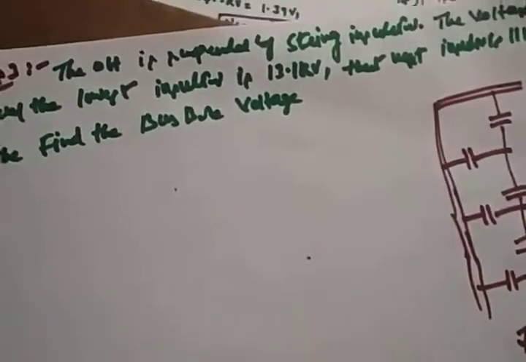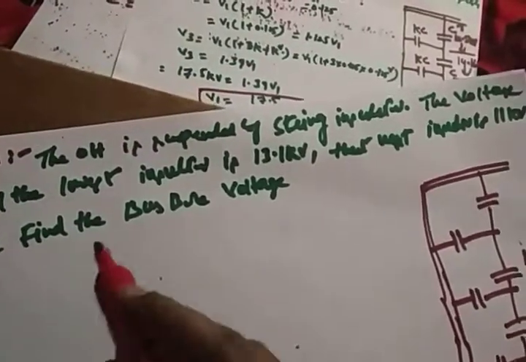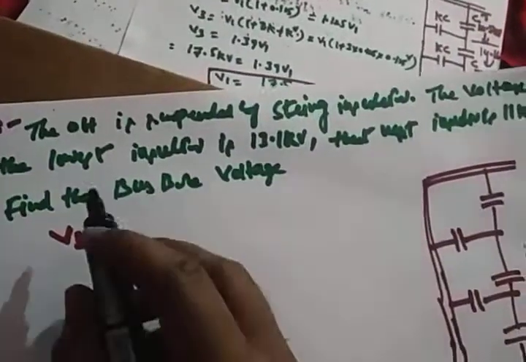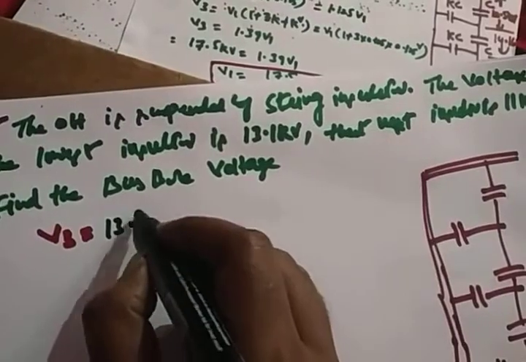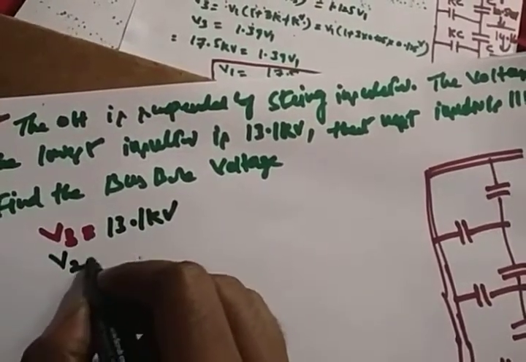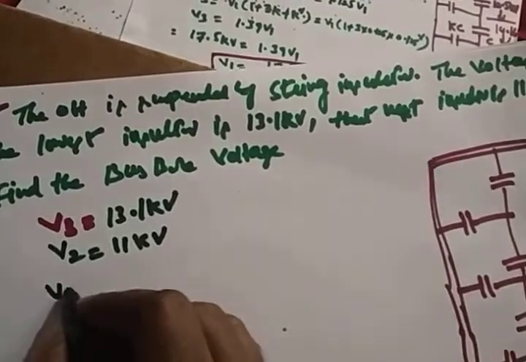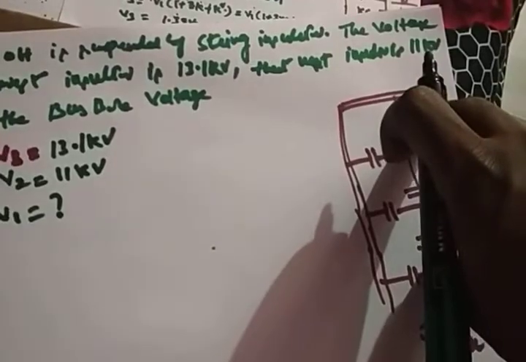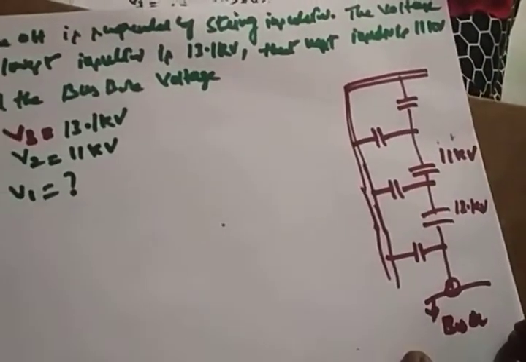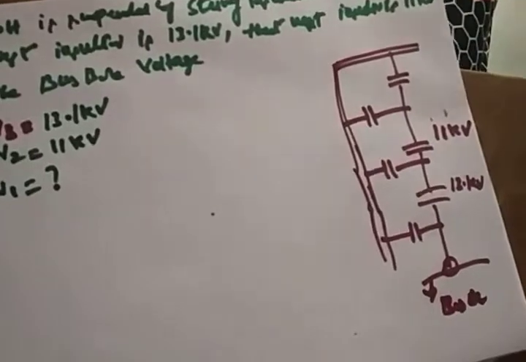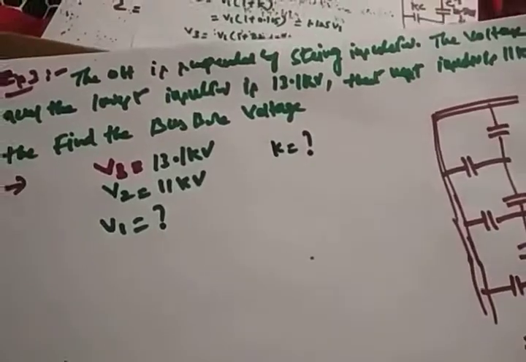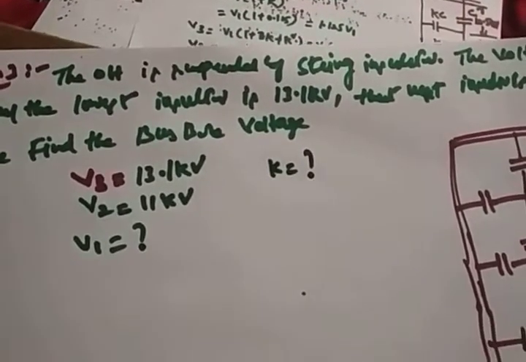So what is given? V3 is 13.1 kV. V2 is given as 11 kV. And what is V1? You don't know the value of V1. If you know V1, you can calculate the total voltage, which is the phase voltage, then find the line voltage by multiplying by root 3. But for this, you also don't know the value of K.